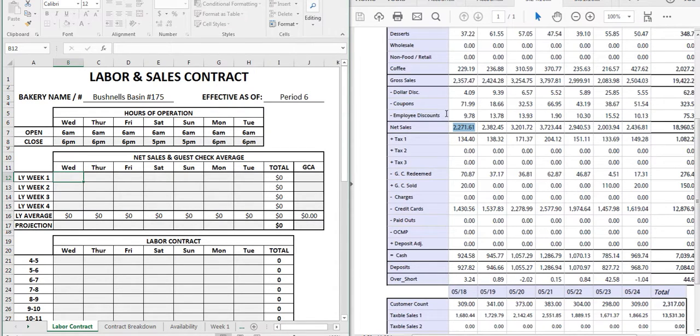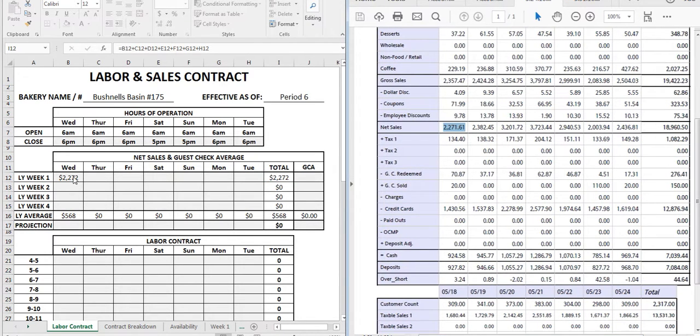So if I was writing in Wednesday here, the first day of the period, I'm going to write 2271.61. You'll notice that it basically will round up for you, but if you look up here in the top box, it's actually in there as the real number. You're going to do that each individual day, so that your total for the week matches exactly what the total for the week should be.